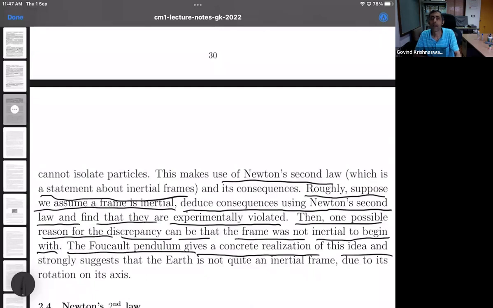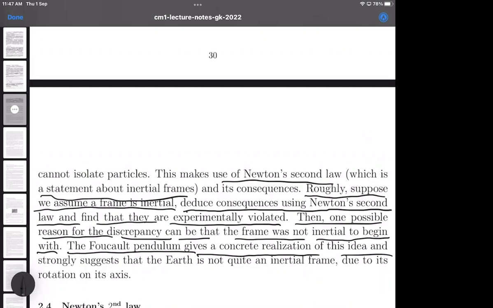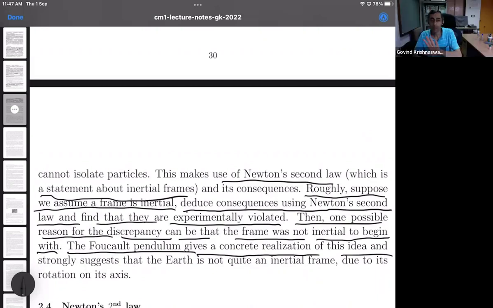So if you want accuracy to 1 part in 10, then maybe the Earth is inertial, but maybe it is not if you want accuracy better than that. Okay, this may sound bad, but we'll talk more about this. Yes, please go ahead.